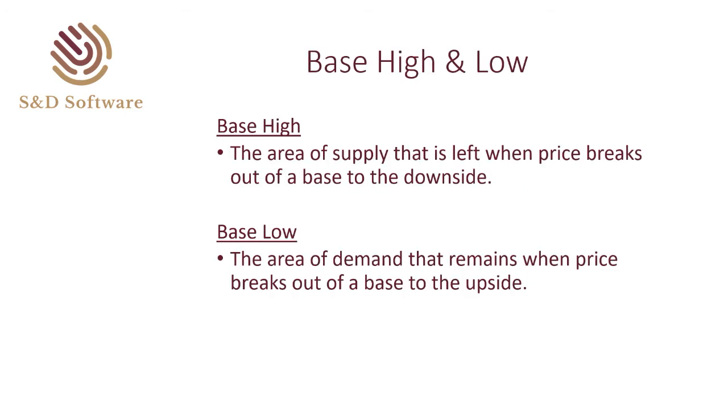Let's talk about base high and base low. Base high is the area of supply that is left when price breaks out of a base to the downside, so it's going lower. A base low is the area of demand that remains when price breaks out of a base to the upside.